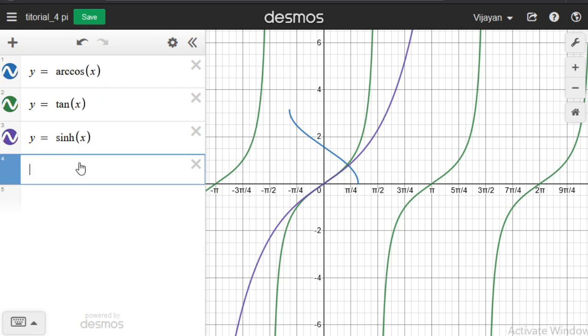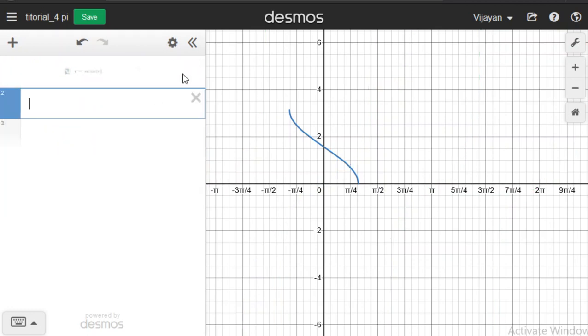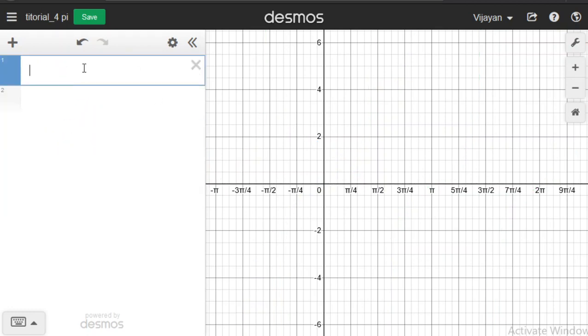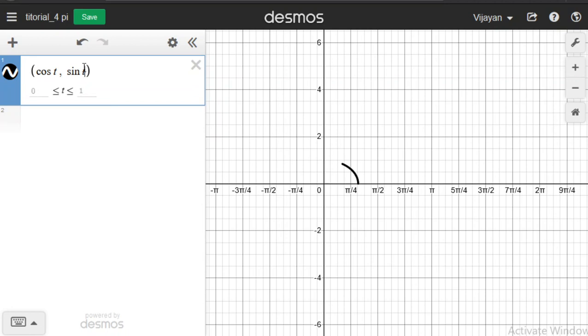Now suppose I want to plot some parametric equations. So let me close all this. Now if I want to plot some parametric equations, like say cos t comma sin t, this will plot a circle. Since it is a parametric equation, it is asking the values of t, that is the range. So I will give 0 is less than or equal to t is less than or equal to pi. So if I give this pi, it gives me a semicircle. Now if I make it 2 pi, it will give me a full circle.